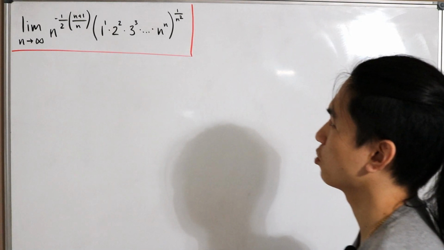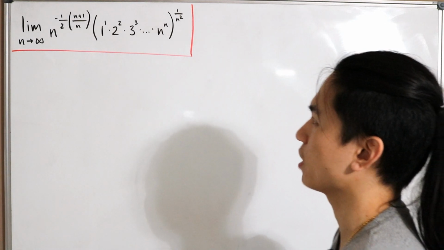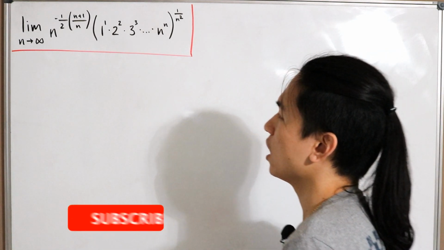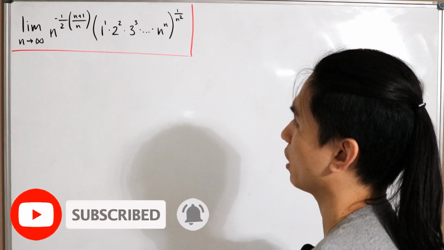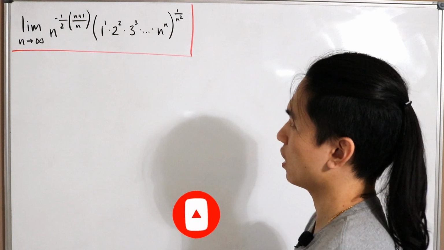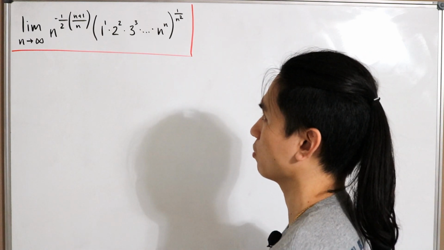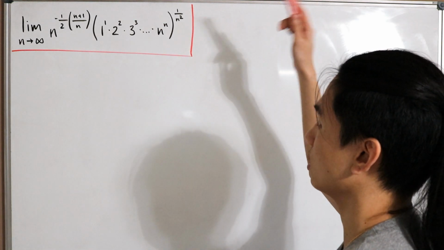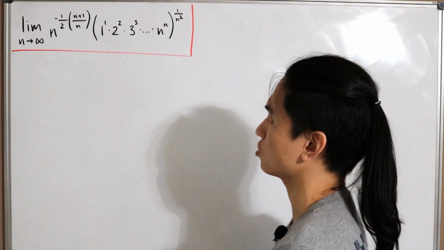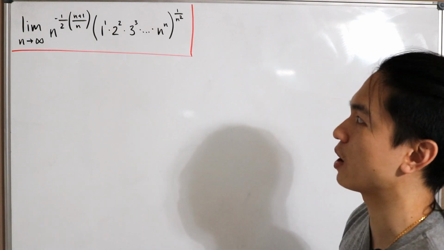Here we have this pretty long limit, but the result actually does come out nice. We have the limit as n approaches infinity of n to the power -1/2 multiplied by (n plus 1) divided by n. That's just the exponent. Then multiply this out by 1 to the power 1 times 2 to the power 2 times 3 to the power 3, all the way up to n to the power n, of the quantity, and then the exponent of 1 divided by n squared. As mentioned, it's a pretty long limit, but the result does come out nice.